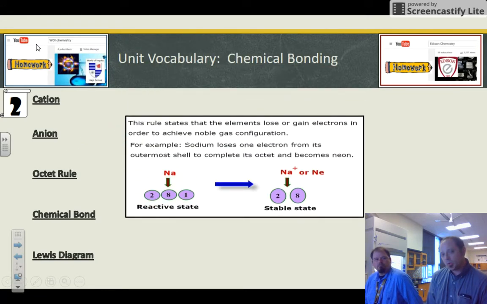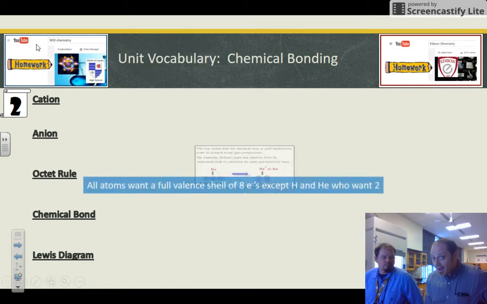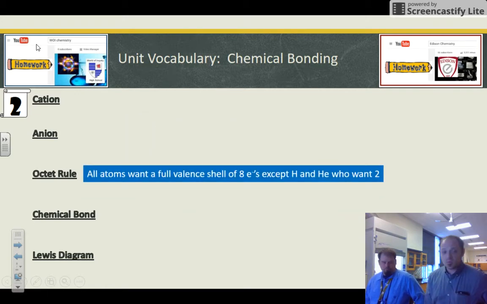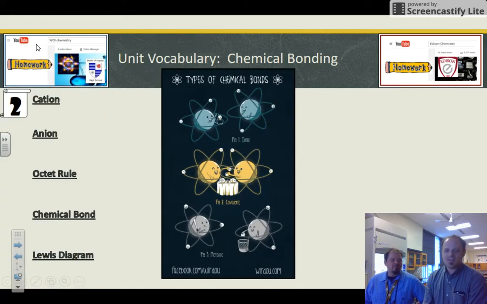The octet rule is the underlying foundation of why atoms bond to each other to make compounds, because all atoms, except the noble gases, want a full valence shell of electrons, and a full valence shell of 8 is the octet. So atoms are going to lose or gain or share electrons in order to get to having 8 in their outside shell. It's like a magic number. The only exception is hydrogen, which is only going to have 2. Helium doesn't do much bonding at all. It wants 2 too, but it's already got its 2. So hydrogen will have a duet. Everybody else wants that octet.